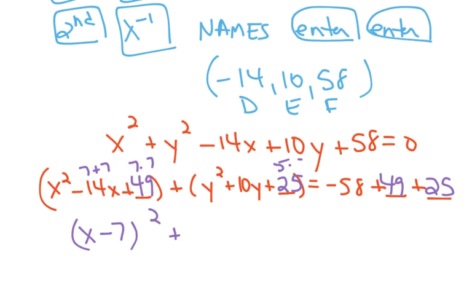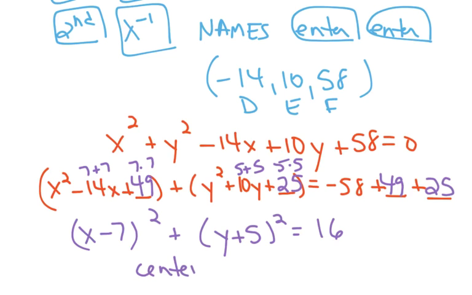Because this is 5 times 5, and this is 5 plus 5, it factors into y plus 5, which is y plus 5 squared. And then negative 58 plus 49 plus 25 is 16. I don't know why every single problem we've done has had a radius of 4, but that seems to be what's happening. So now I know the center of this circle is at 7, negative 5, and the radius is 4 because it's the square root of this.